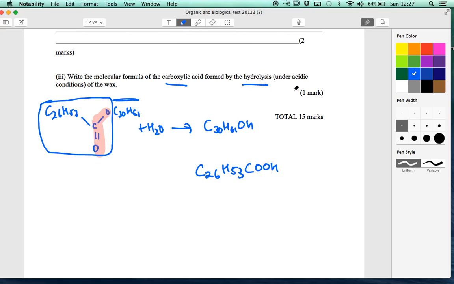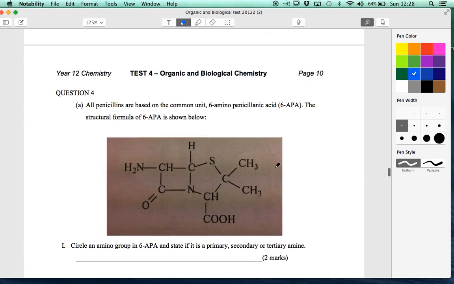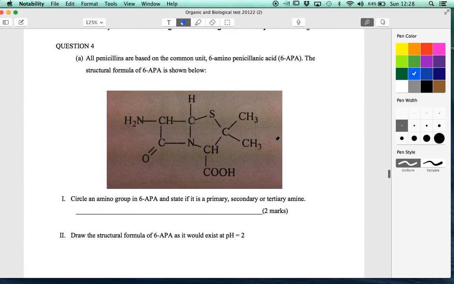It did ask to write the molecular structure, so you could have drawn it if you wanted to, but that would be your answer there. So again, question 4, here we go. All penicillins are based on the common unit, 6-aminopenicillanic acid. The structural formula of 6-APA is shown below.